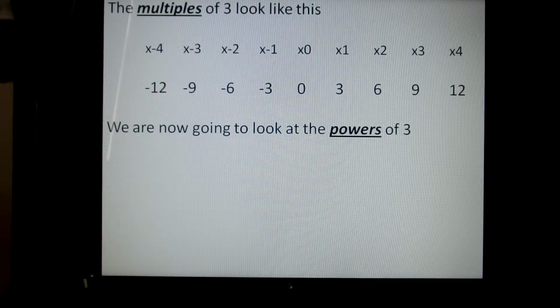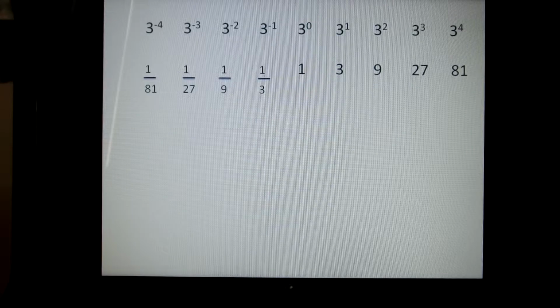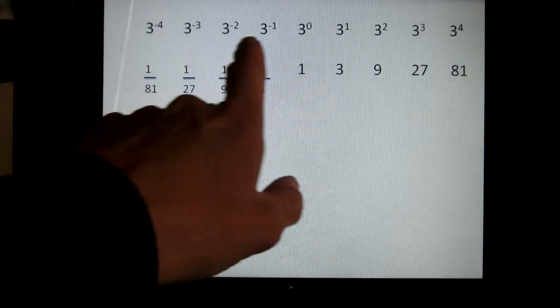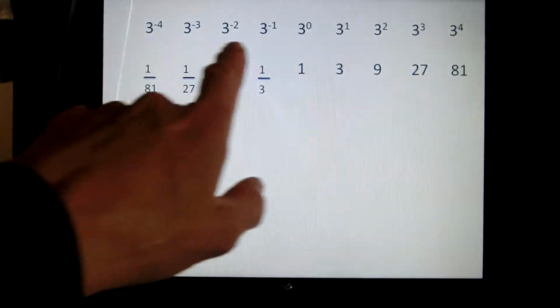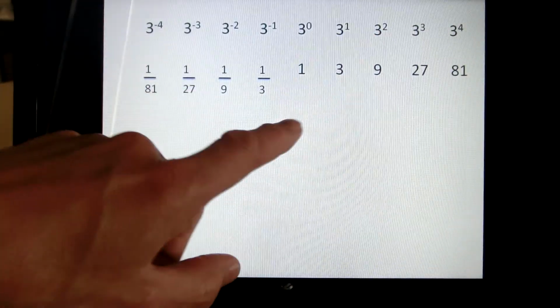But now, just to make a distinction, we're going to look at the powers of 3. And that family of numbers, although it's based on 3 again, is very, very different. So there they are written up with a power notation, with a little power number.